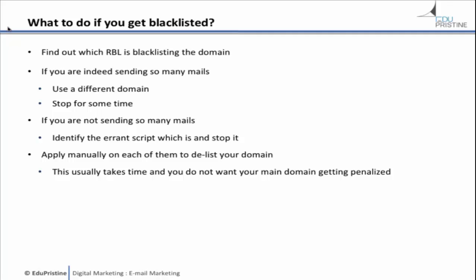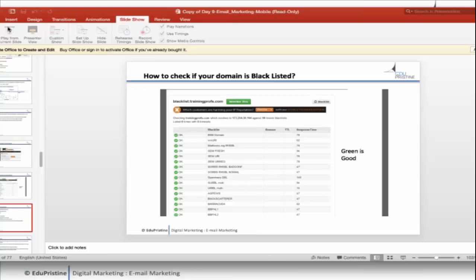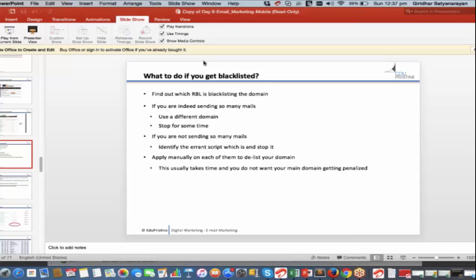So first you find out which RBL is blacklisting the domain. If you're indeed sending so many emails, use a different domain, stop for some time so that it cools down. If you're not sending so many emails, identify the errant script and stop it. There are scripts in the email that might corrupt the data. And apply manually on each of them to delist your domain. So in this particular scenario, there is this particular RBL, which is on a different domain.